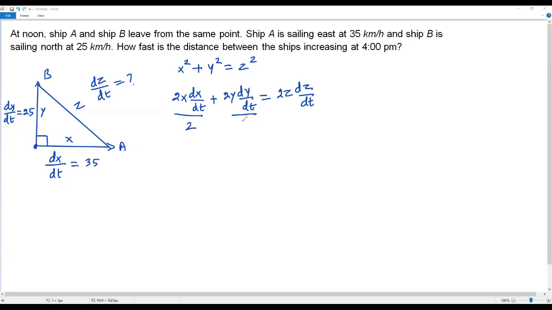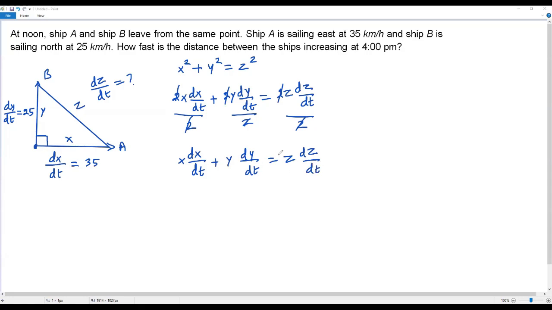So let me divide each term of this equation by 2. This 2 will cancel. Here the 2 will cancel. Here also the same thing, 2 will cancel. So the resulting equation is x times dx over dt plus y times dy over dt equals z times dz over dt.